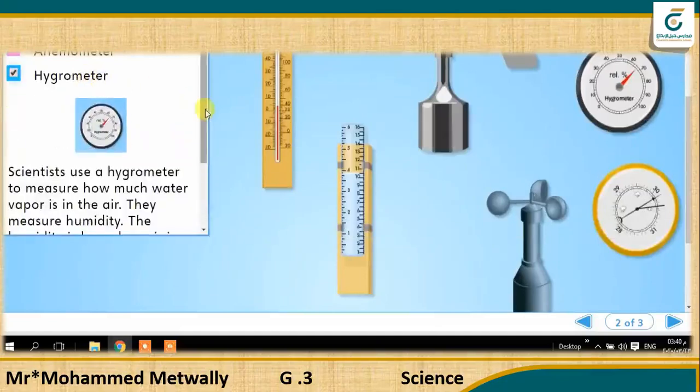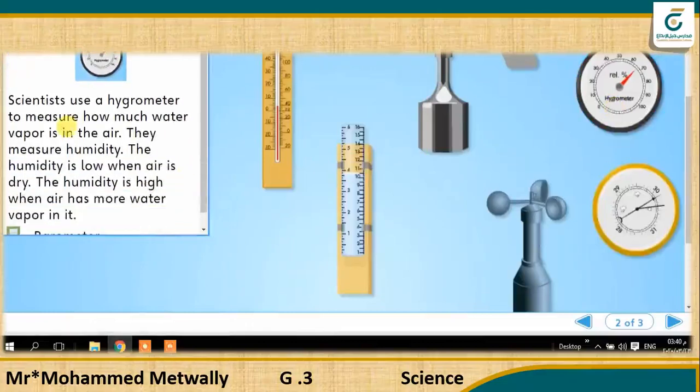This is the hygrometer. Scientists use a hygrometer to measure how much water vapor is in the air. You know that when the sun warms the earth's water, it turns into vapor. So this vapor goes in the air and spreads in the air. So this tool helps the scientists to measure how much water vapor is in the air.